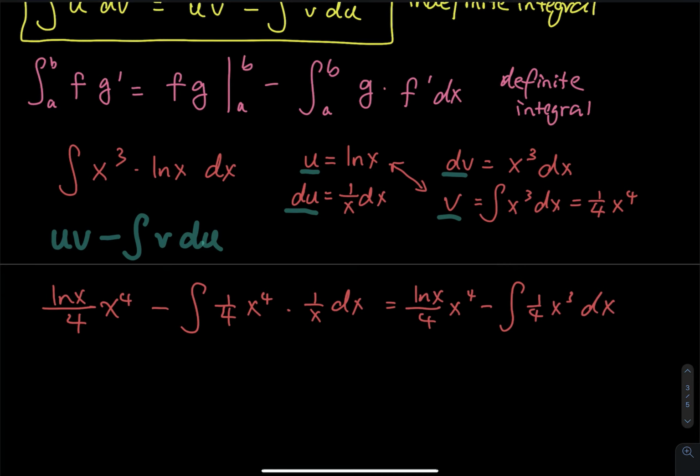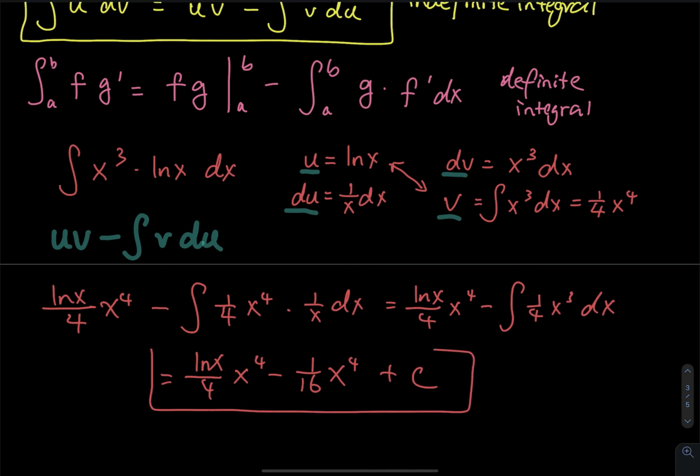Then you do the integration, and that's your final answer. So you have ln x divided by 4 times x to the fourth, minus x to the fourth over, 4 times 4, that becomes 16, and then plus c. So that is how you handle this indefinite integral using integration by parts.